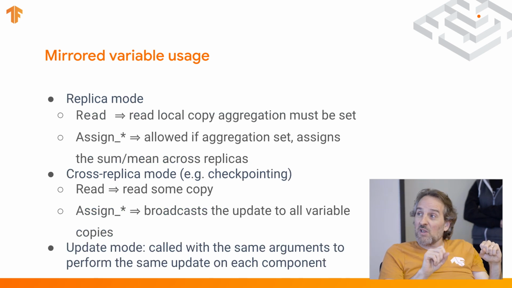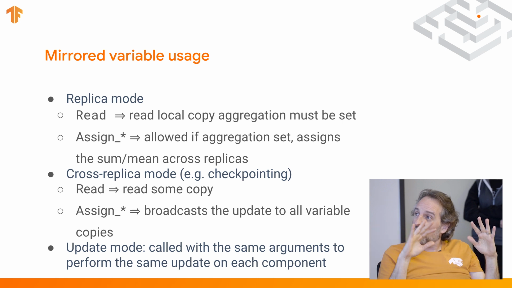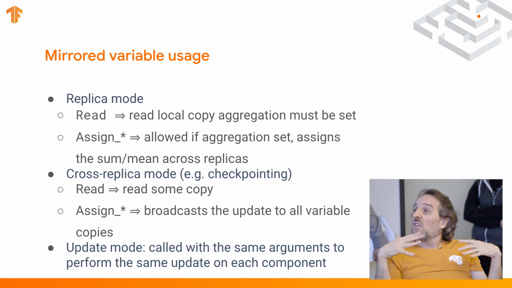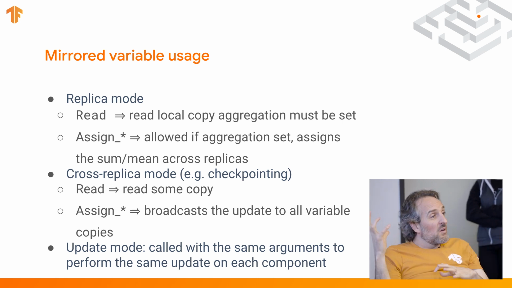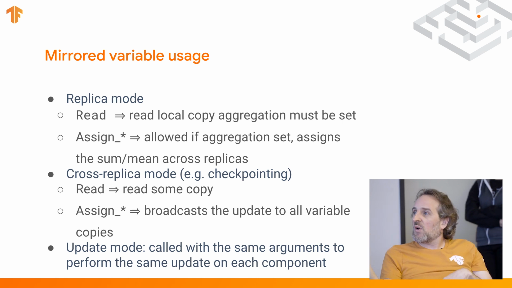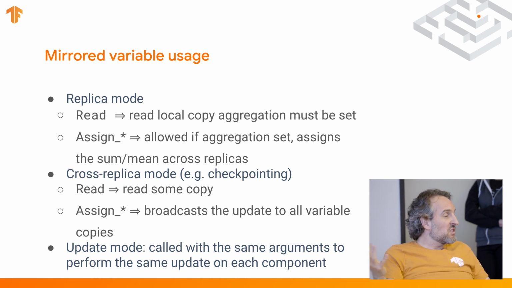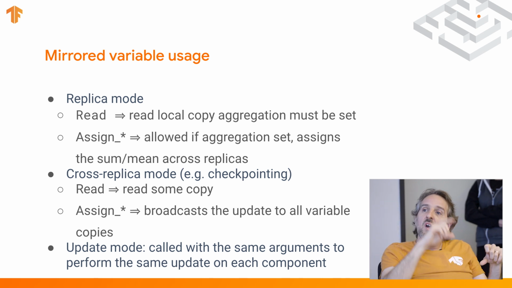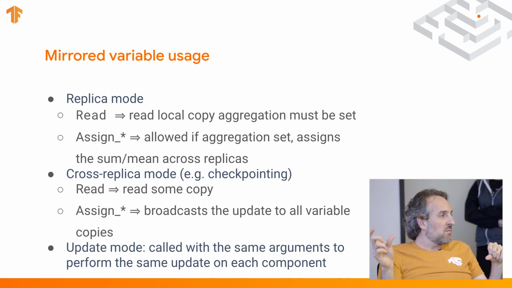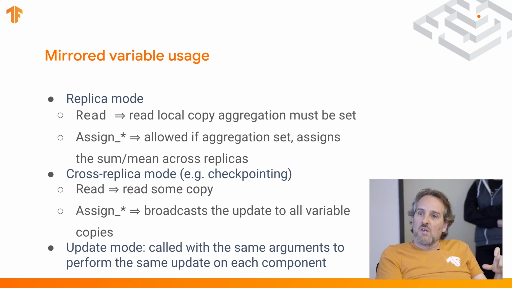So I see that we're a little bit low on time, so I'm just going to breeze through this. This is the fact that we've overloaded the operations on mirrored variables so that, for example, assign operations will do all of those steps for you as long as you set an aggregation. And that aggregation ends up being the reduce operation that we do.